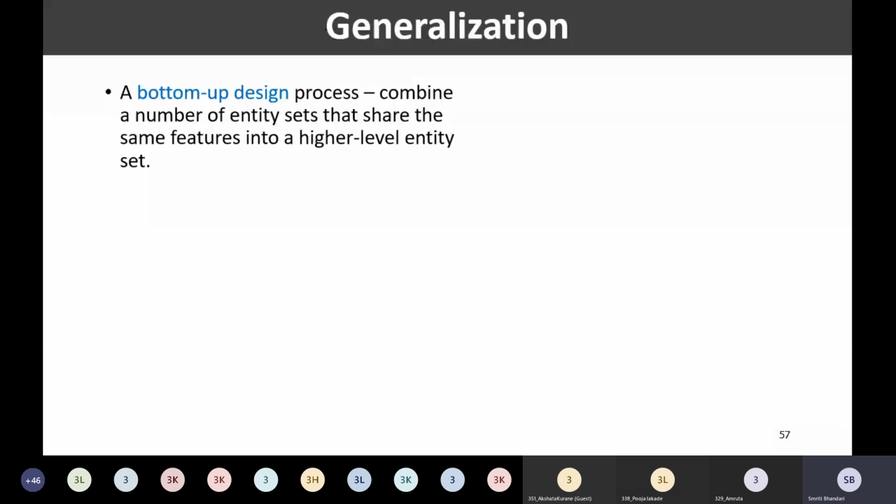So we have some specific entity sets, but they have some common features, right? So we group these different entity sets and we come up with one higher level entity set with these common attributes or common features, right? So only the concept is different. Specialization is a top-down process, whereas generalization is a bottom-up process.